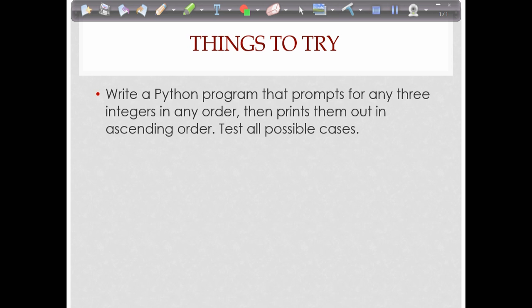Things to try. Write yourself a program in Python that prompts for any 3 integers in any order, then prints them out in ascending order. That means from smallest to largest. And I'm asking you to test all possible cases. That means your input, I want you to try putting it already in ascending order. I want you to try putting it in reverse order or in descending order, and make sure that all cases work.